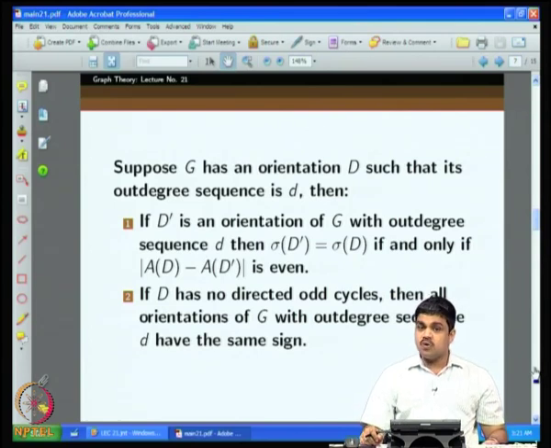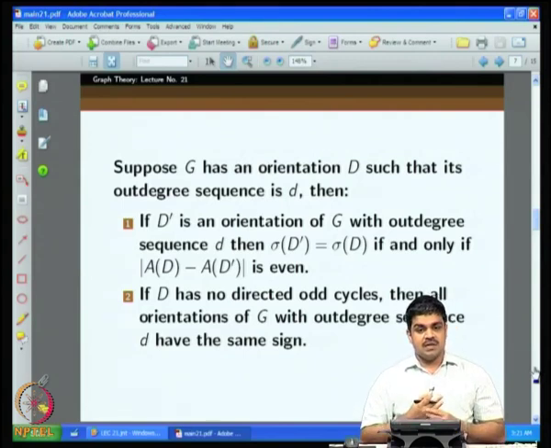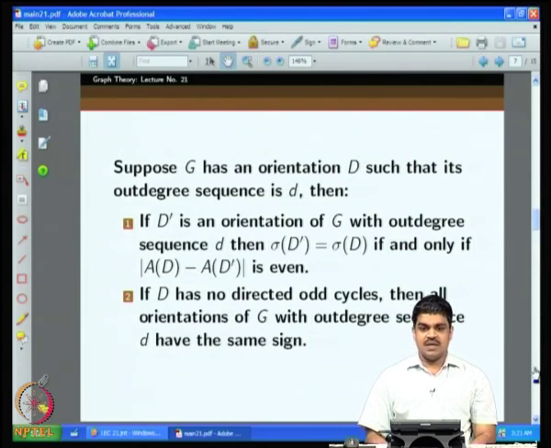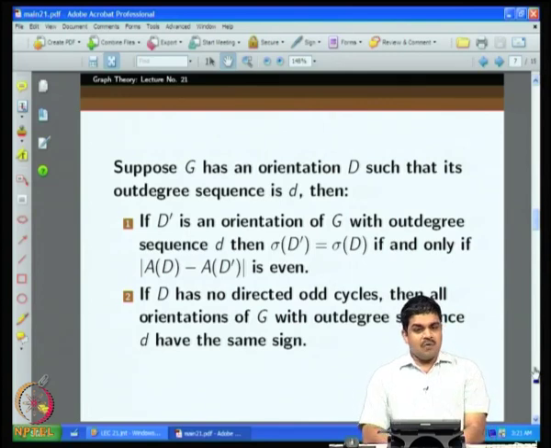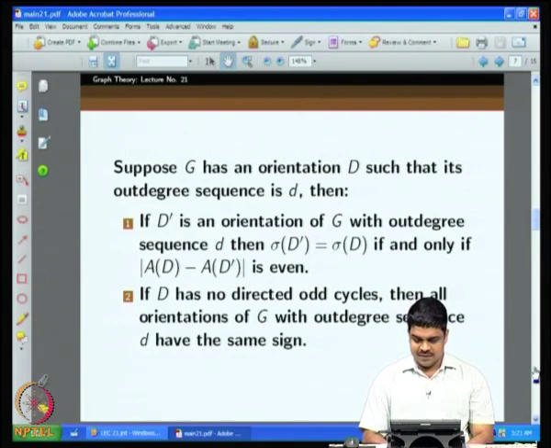So if it is an odd number, then there is a list coloring. It is possible to color from the list if each list li has cardinality di plus 1, is what it told. But again, it does not look so appealing, so we can get a slightly more interesting statement this way.